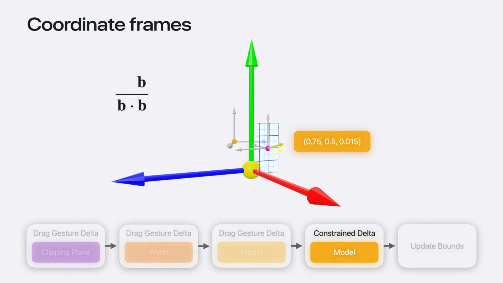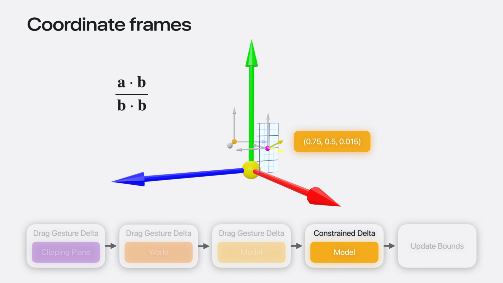First, it's finding a vector in the direction we care about. You might have done this before. It's the vector divided by its length squared. In our case, this is simple. The direction we care about is the normal to the plane, plus x here, or 1, 0, 0. Then we do a dot product, which is a type of vector multiplication, with the drag delta and the direction vector. That gives us the amount we want the bounding box to change.